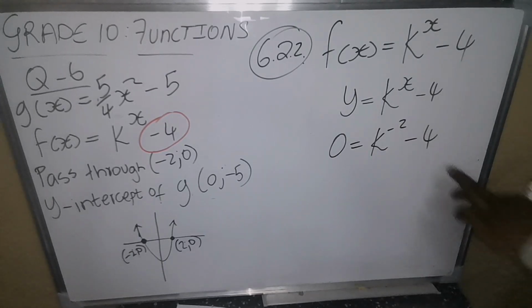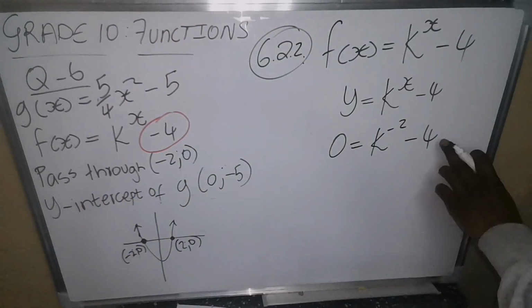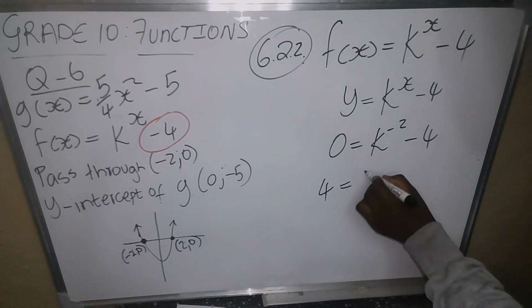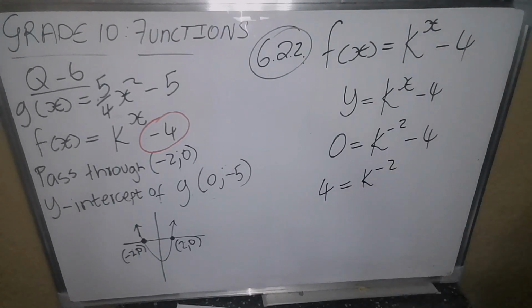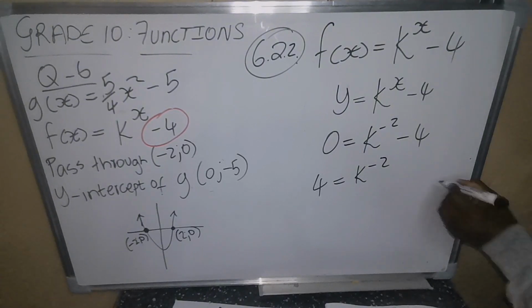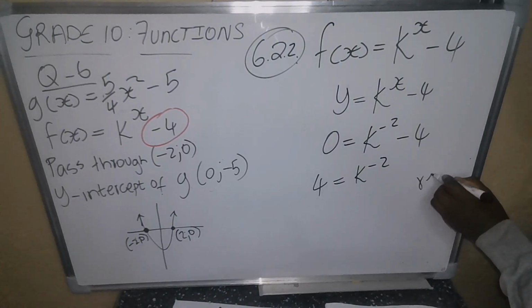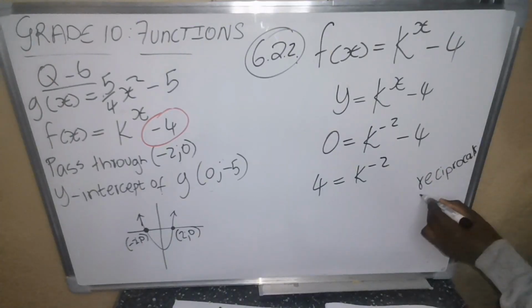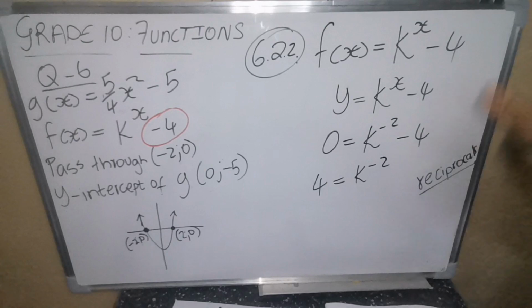Again, I'm going to transpose and keep k on its own. Anything that doesn't have k, take it to the other side. -4 becomes 0 plus 4, which gives 4 equals k to the power -2. Now, to simplify such problems, you need to know how to use reciprocals. A reciprocal means the exchange between numerator and denominator.